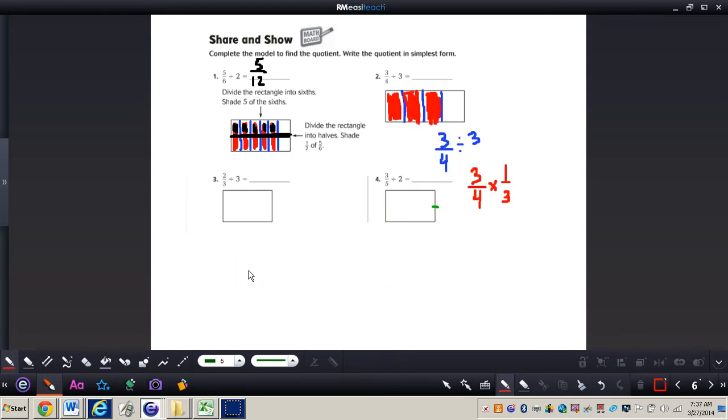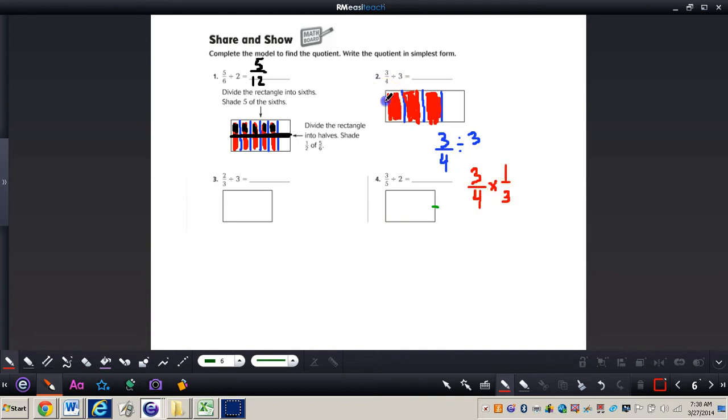Okay, let's do number 2 together. And what we will do now is I have it set up for you already. This is 3/4, what it looks like as the dividend. Okay, and now this is what it looks like mathematically, just straight numbers, 3/4 divided by 3. Okay, and then we can do the multiplication, the reciprocal of 3, which is 1/3, 3/4 times 1/3.